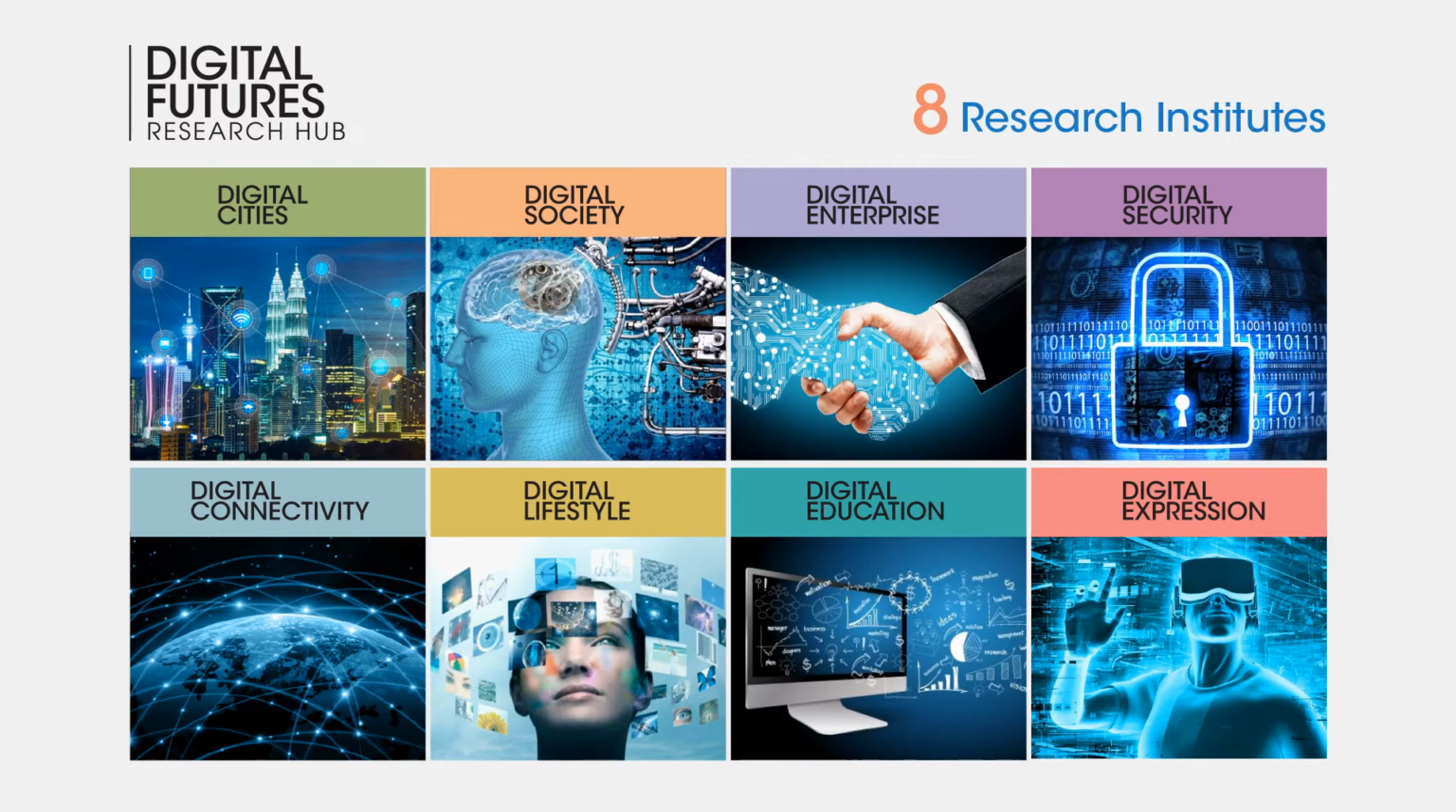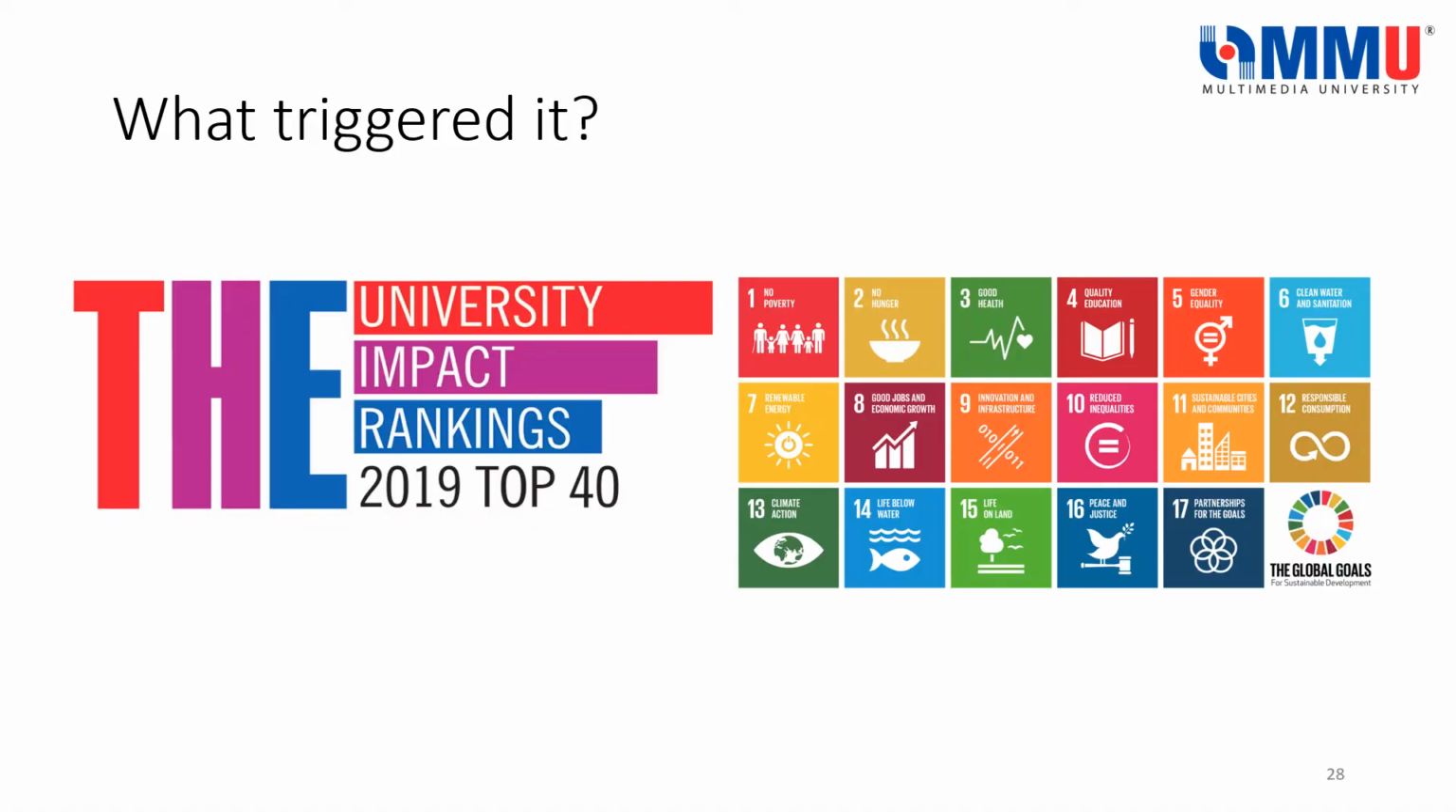So introducing to you the Digital Futures Research Hub, we established 8 different institutes looking at different aspects of society today, from cities to society to enterprise all the way to education. So the idea was to have different disciplines within each of the research institutes. And what triggered this was, when we were starting to look into the THE university impact rankings, we were looking at how universities are being ranked in terms of how they brought about impact in society. And what was being measured in this ranking was how universities have been contributing to the 17 Sustainable Development Goals introduced by the United Nations.